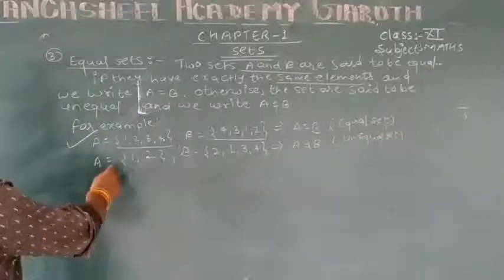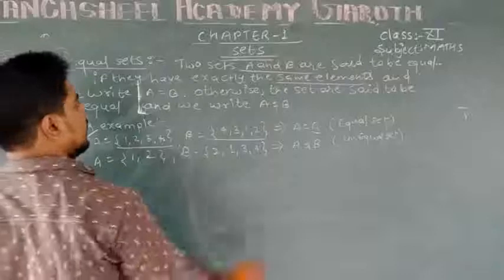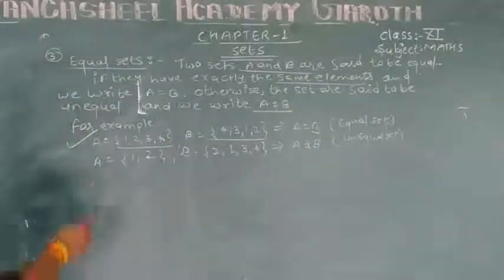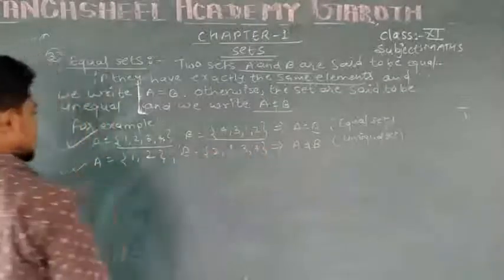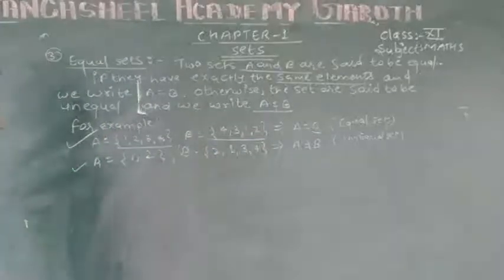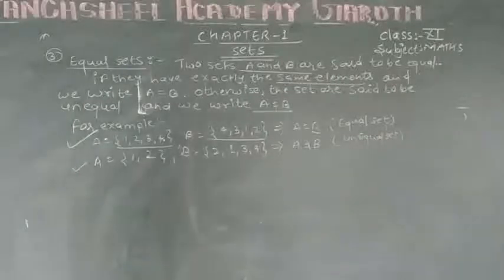Next, going by the definition, otherwise the sets are said to be unequal. From the second example, A contains only two elements, but B has 1, 3, 4, three elements. Therefore A is not equal to B, so they are unequal sets. Now we have cleared up equal and unequal sets from the definition.